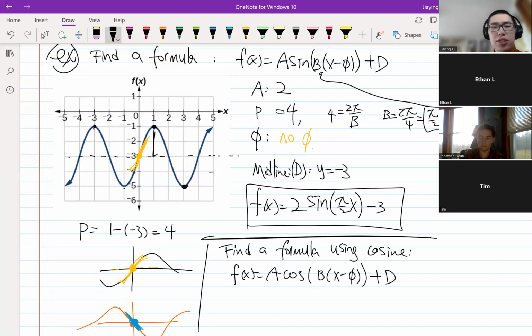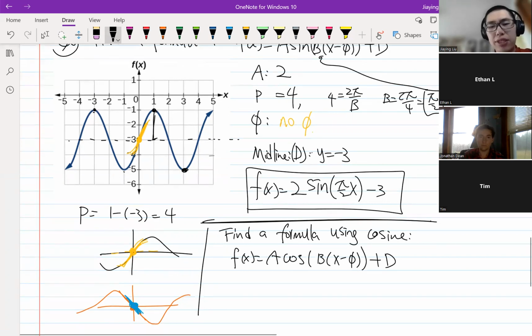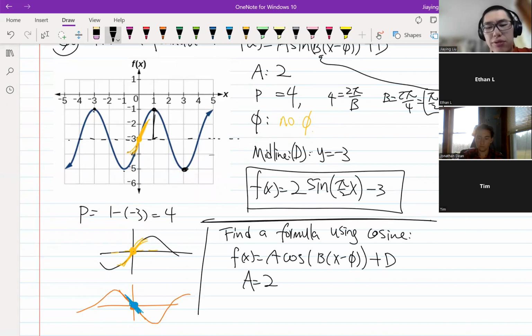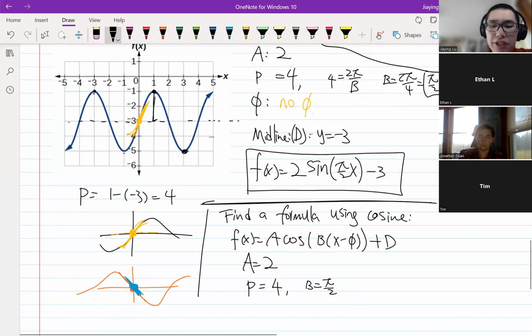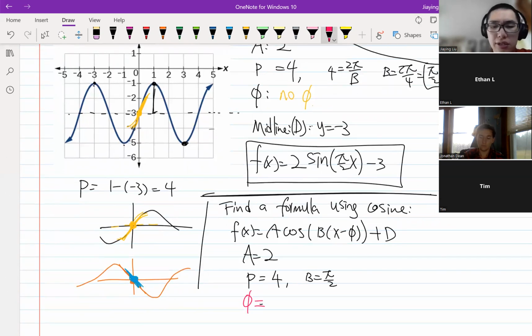So if we treat this as the cosine function, again, we need to know the midline. It turns out to be the same. The amplitude is still the same too. The period is the same, it doesn't change. It's still going to be 4. That means the b is going to be pi over 2. I'm just going to copy from the part above. Now, phase shift is the one that you have to be careful with. Let me use a different color. That's something we need to find out. And the midline doesn't change, which is still going to be at -3.